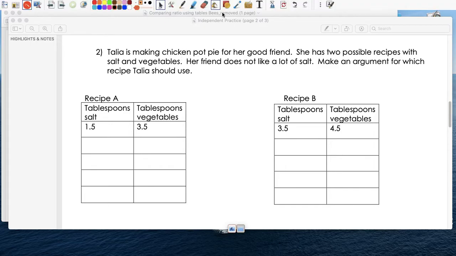Talia's making chicken pot pie. It's un chicken pot pie, torta de chicken.